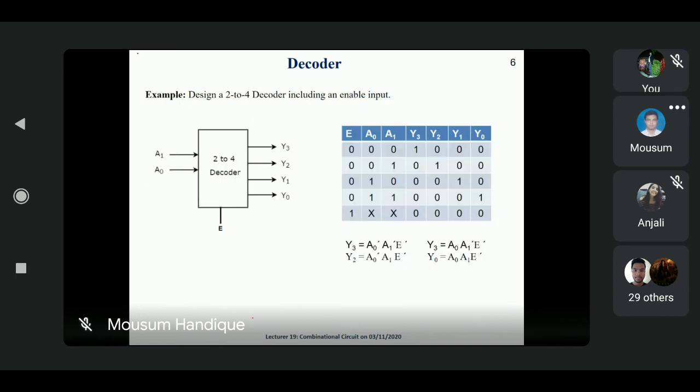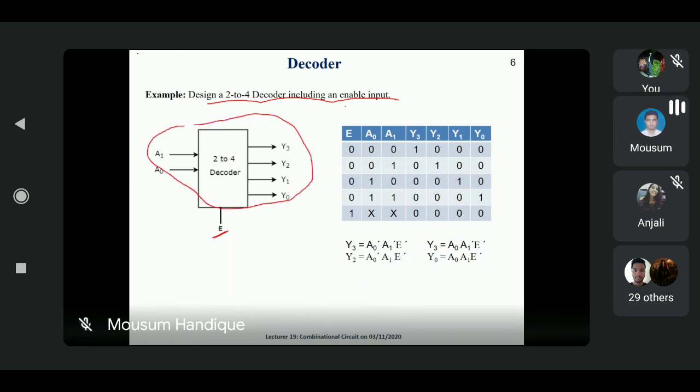Let's see how this enable line actually works. The example is: design a 2 to 4 decoder including an enable input. How can we design the decoder? You know the 2 to 4 decoder; this is its block diagram.